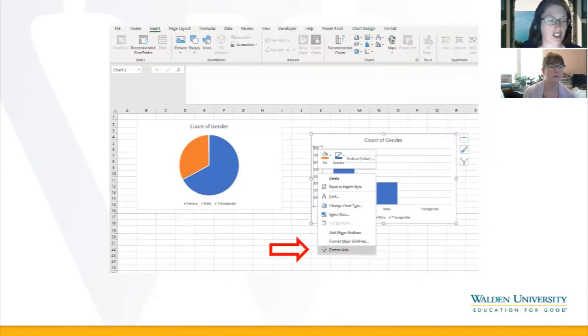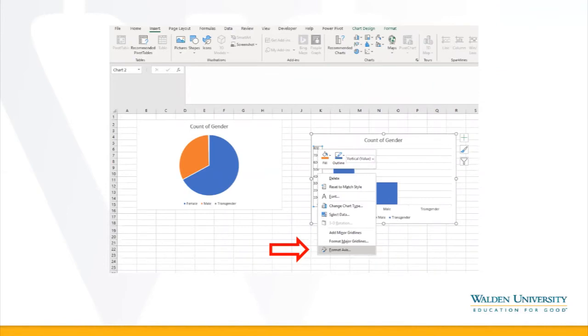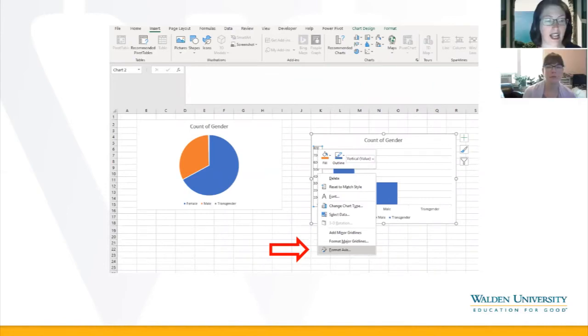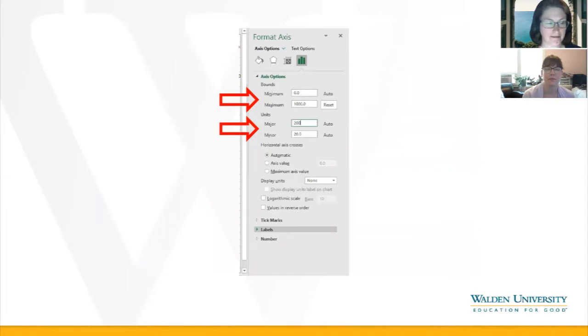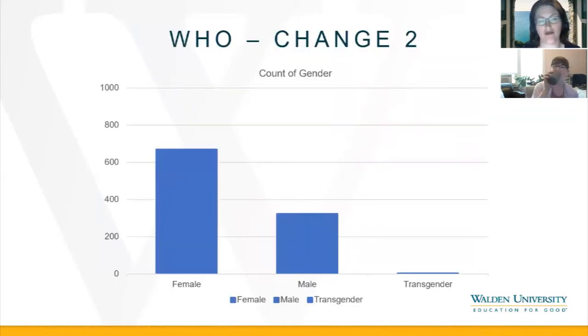Next, let's change the vertical axis to be more standard. We're going to left click on the vertical axis, right click, and select Format Axis at the bottom of the list. And this will open a window to the right that looks like this. We're going to select the axis option, which is the column chart icon at the top. We're going to change the maximum bounds to 1,000 and change the major units to 200 for this chart. And then we have this chart, and our axis has been changed.